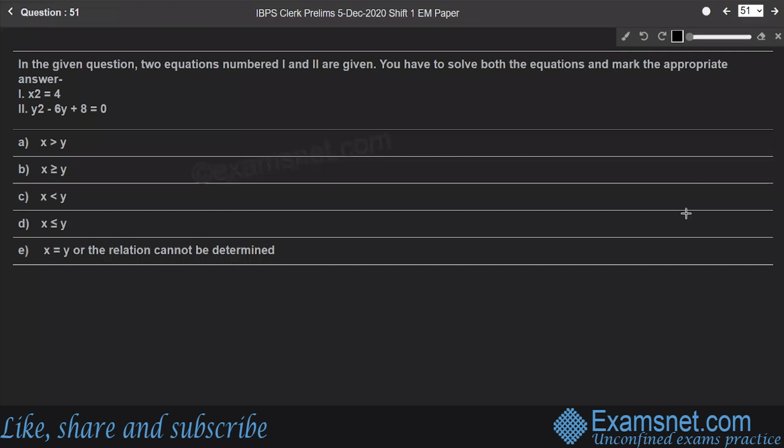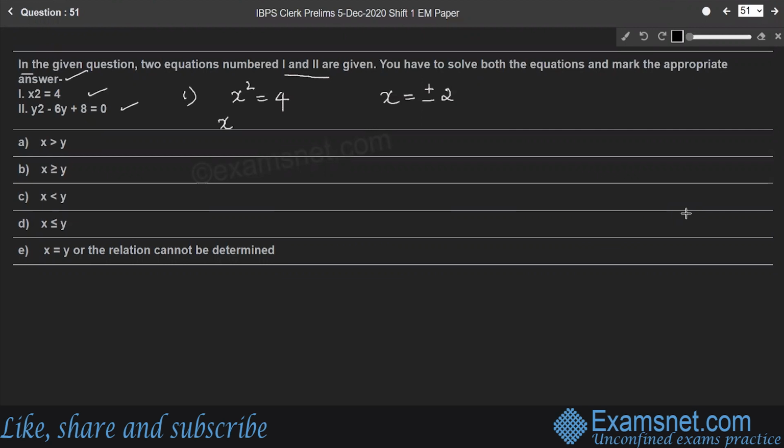Question 51. In the given question, two equations numbered 1 and 2 are given. You have to solve both the equations and mark the appropriate answer. Here are two equations, 1 and 2. So let us write the first equation, x square is equal to 4. Right? We can directly write the answer. The solution is x is equal to plus or minus 2.